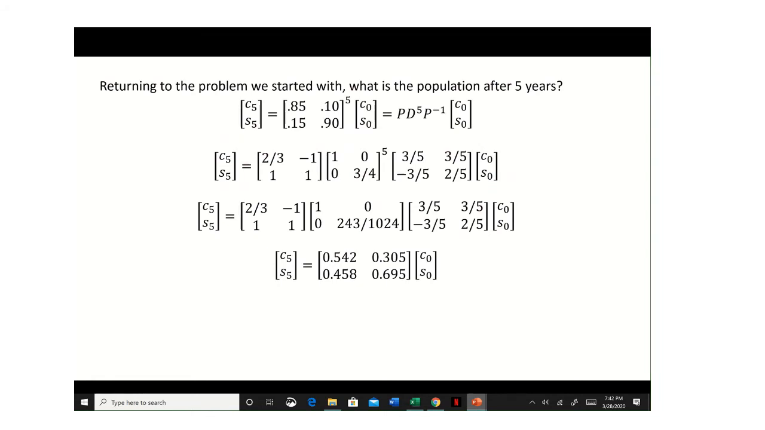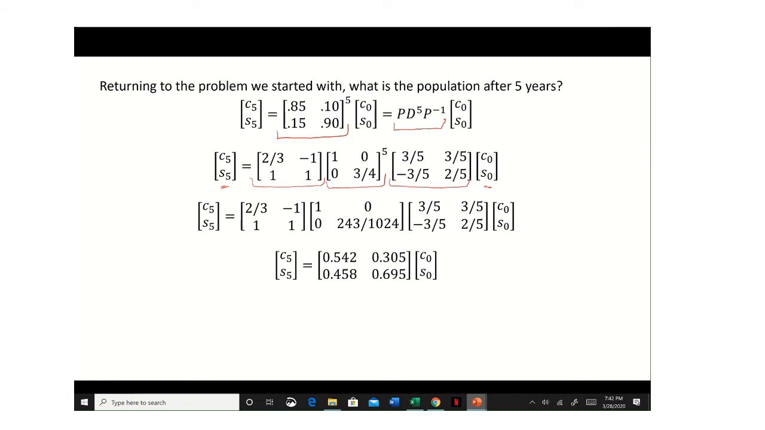So returning to the problem we started with, remember this was all about simplifying it and noting that calculating this matrix to the fifth or to an even larger number is a difficult problem. But now we found that this matrix is similar to our diagonal matrix using our P and D. So when we write it all out, what we're looking for, C5S5, is our matrix P times our diagonal matrix raised to the 5th times our P inverse times our initial population.